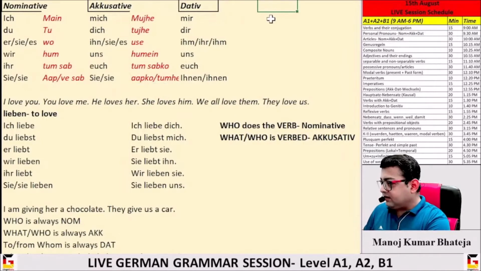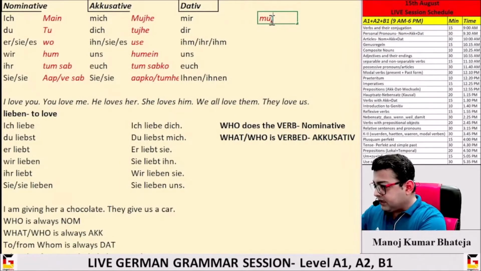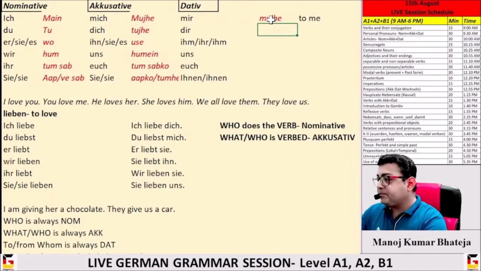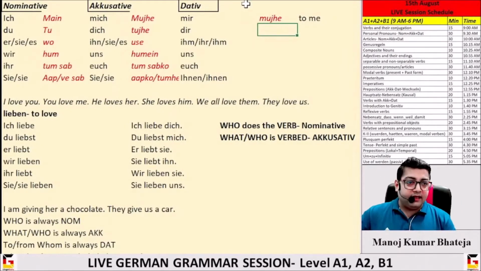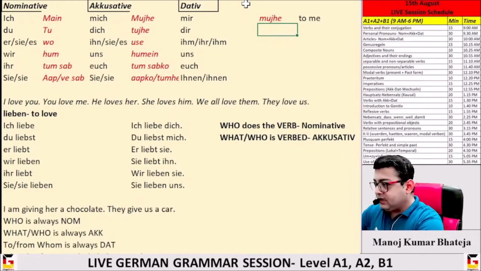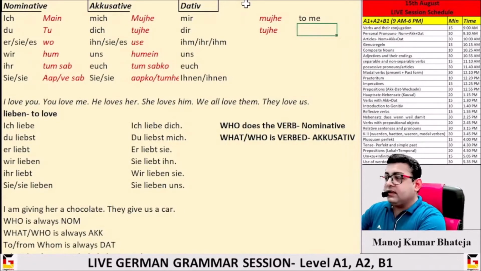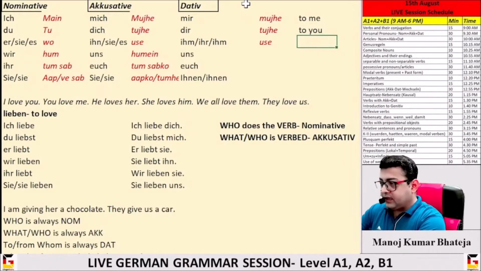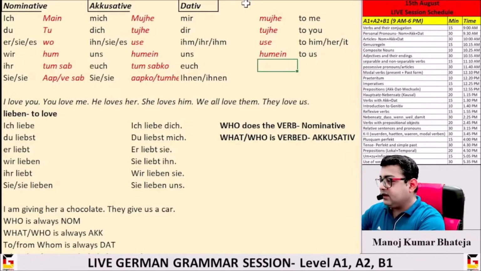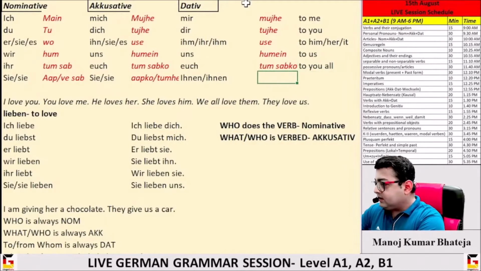Okay, in dative, it's मुझे. But in English, it becomes "to me". Wo mujhe chocolate de raha hai. He is giving chocolate to me. Okay. Tujhe, that is "to you". Use, to him, her, and to it. Hame, to us. Tumhe, tum sabko, to you all. आपको और उन्हें, it's to you or to them.